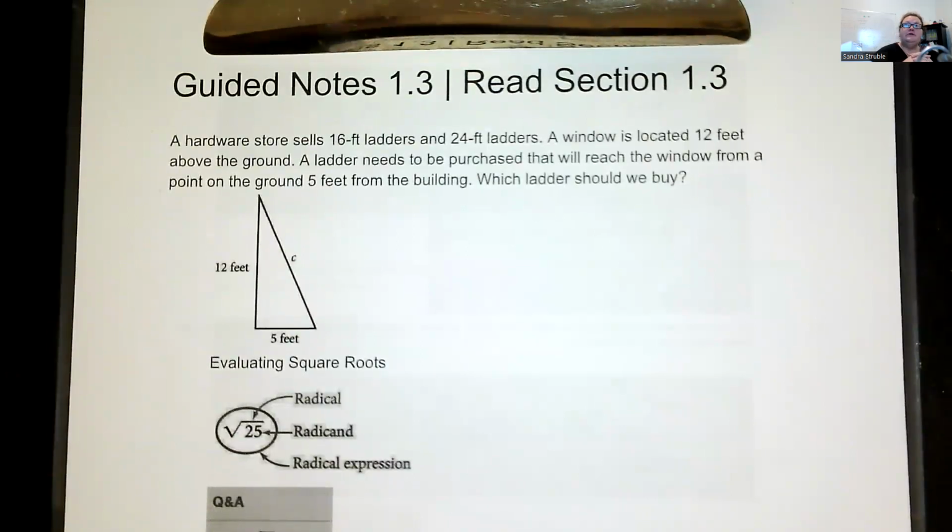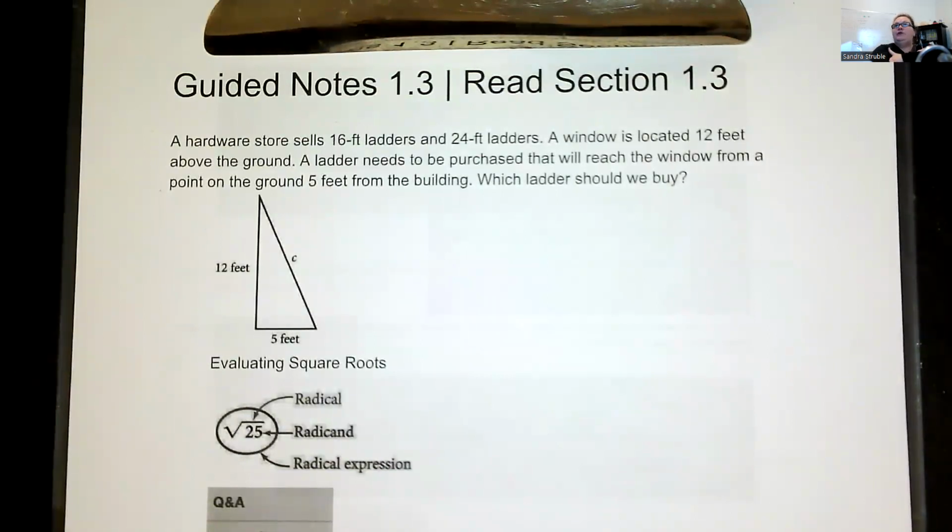Okay. The first one is a hardware store sells 16-foot ladders and 24-foot ladders. A window is located 12 feet above the ground, and we have this display here. A ladder needs to be purchased that will reach the window from a point on the ground 5 feet from the building. Which ladder should we buy?